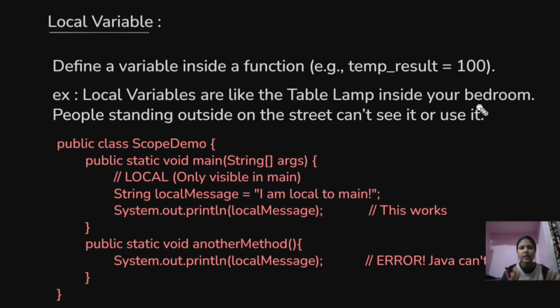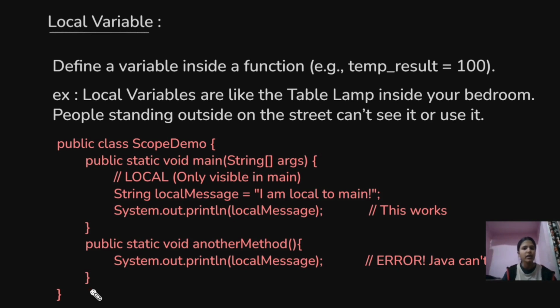So its accessibility is only the curly braces. In the curly braces we understand that this is the function, public static void another method. So if I initialize any variable in these curly braces, its accessibility is only this function and these curly braces. Outside the function we cannot access the local variable. So this is the important point: people standing outside on the street cannot see it or use it. So basically the local variable is only used in the function and the curly braces.